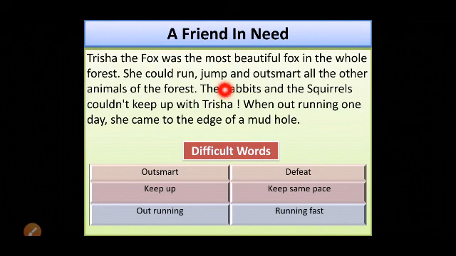The rabbit and squirrels could not keep up with Trisha. When out running one day, she came to the edge of a mud hole. The rabbits and the squirrels are the fastest, right? But even they cannot keep up, they cannot keep the same progress as that of Trisha. Trisha was so fast. What does keep up mean? Keep up means same progress or keep the same pace. Okay?